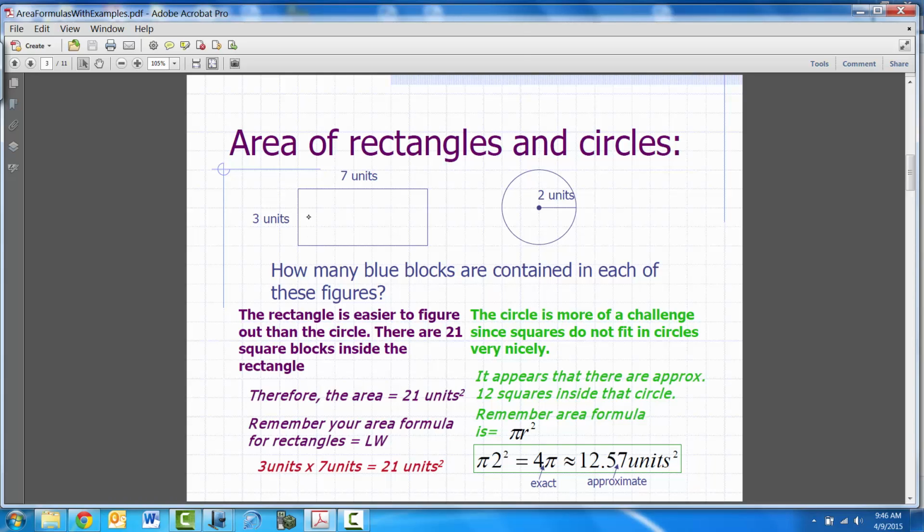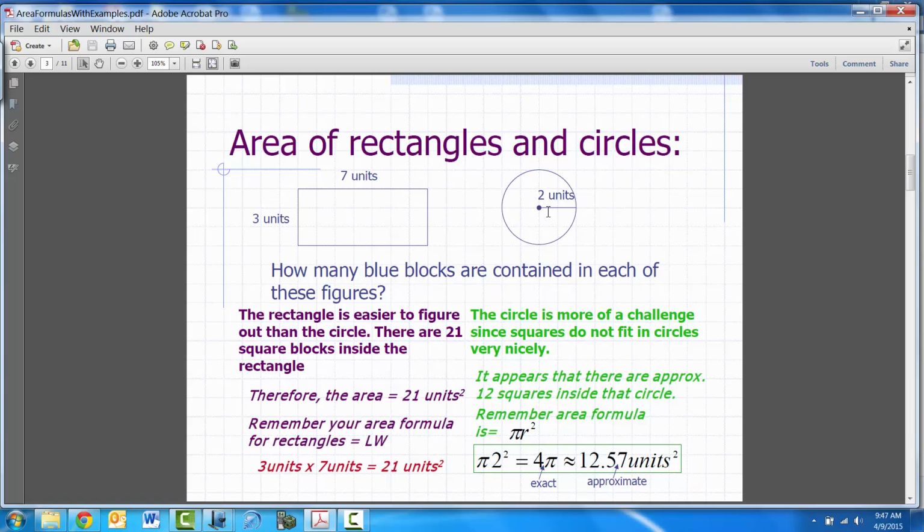If you count these blocks, 1, 2, 3, up to 15, 18, 19, 20, 21 little square blocks fit in this rectangle. That is why the area is said to be 21 units squared. So if it was 3 inches and 7 inches, these blocks would be 1 inch by 1 inch. So when you say 21 inches squared, that means 21 1-by-1 squares fit in this object. That's why we label it 21 inches squared. I know this doesn't say inches, but I'm just saying why it's named that.